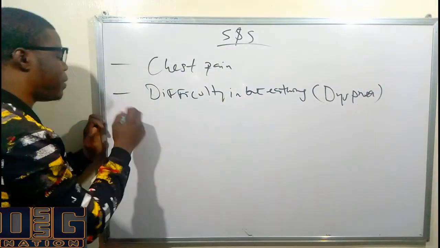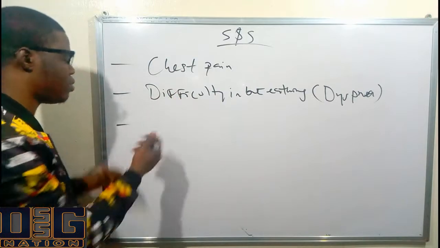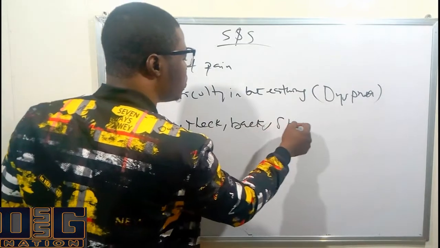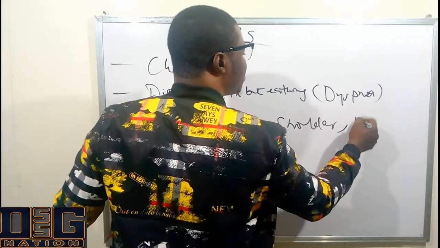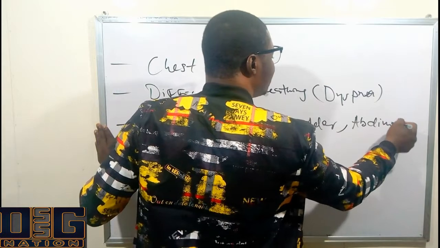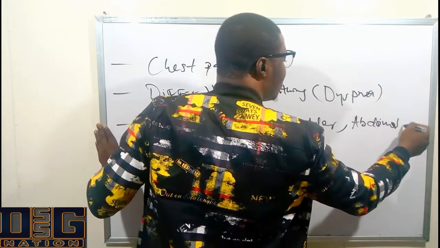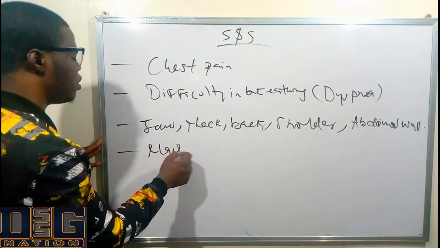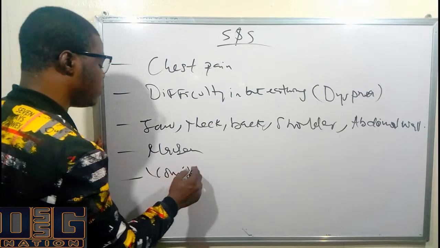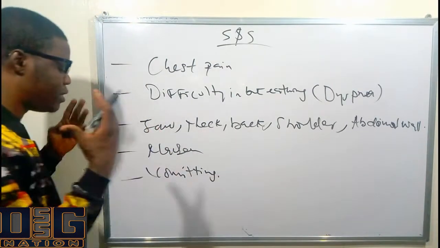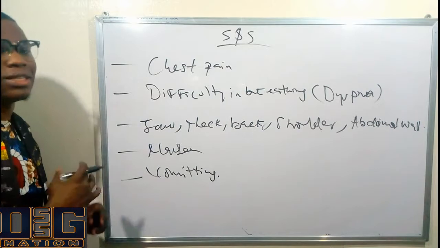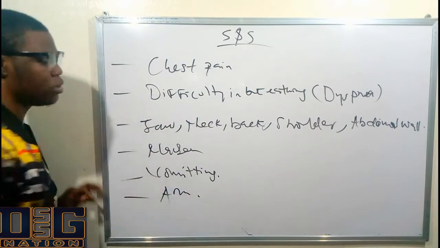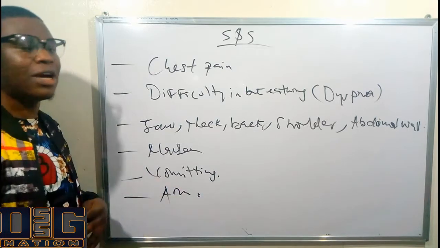After then, the pain can be referred. This pain can be referred to the jaw, the neck, the back, the shoulder, the epigastric region of the abdominal wall. There can be nausea, there can be vomiting due to the irritation of the CNS, and those are the signs and symptoms of myocardial infarction. The pain can also be radiated to the arm, the left arm to be precise.